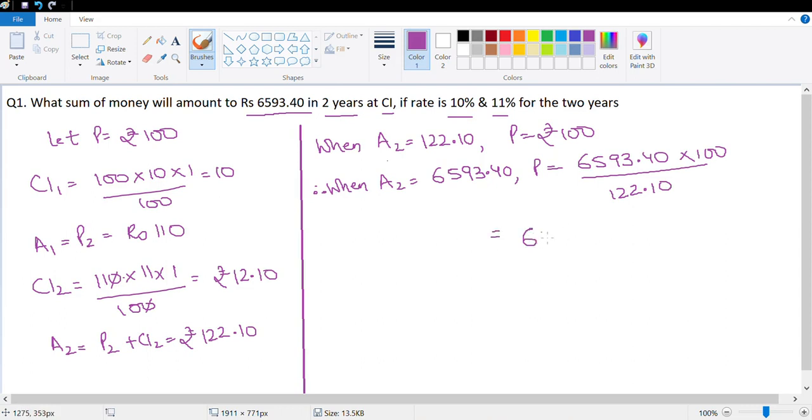So what we have is 65934 — I have moved the decimal one place — multiplied with 100, and in the denominator 1221, I have moved the decimal one place. Okay, let's see what I can divide this by. So this is divisible by 11. 3 minus 3, correct. This is 15 plus 4, 19 minus 8. Also, this is also divisible by 11.